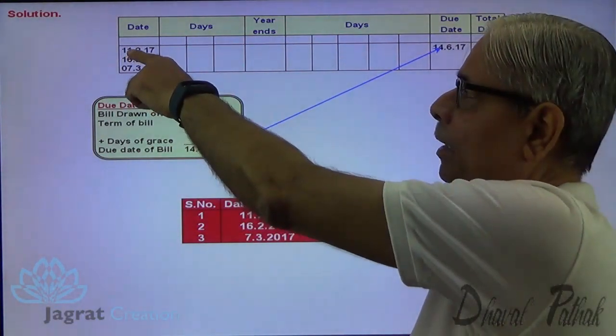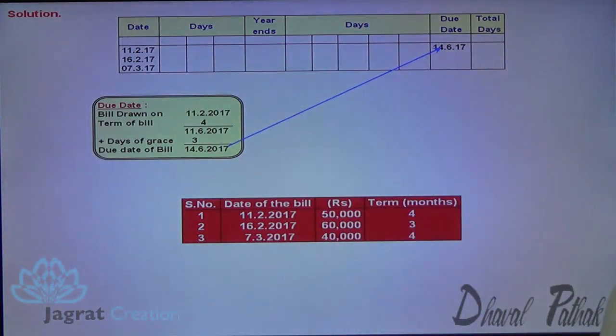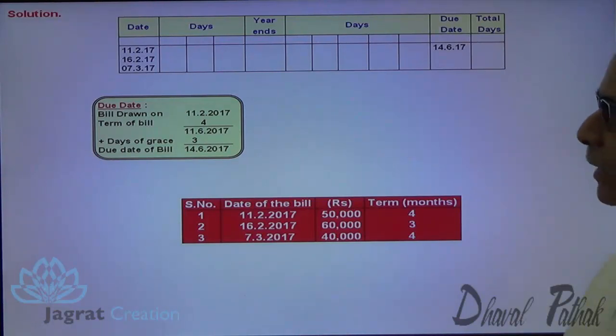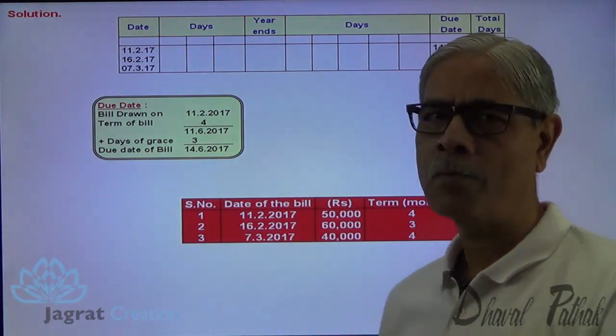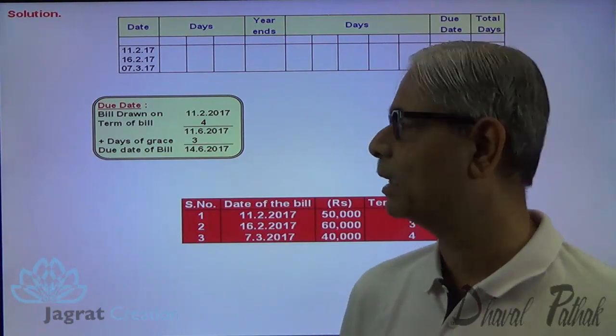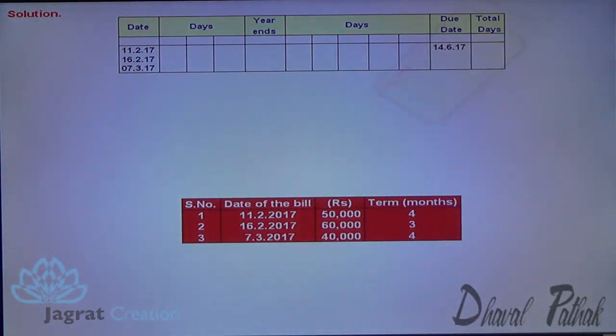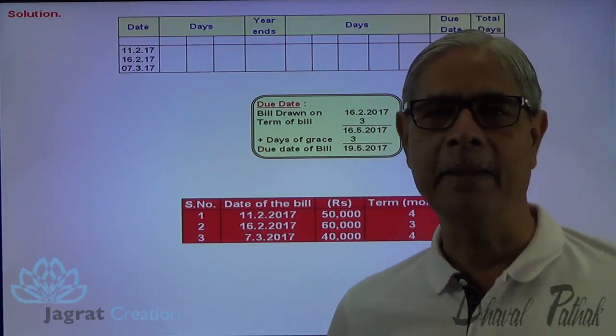Now the bill is drawn and discounted on this date, and this is the due date. This is the date on which the bill is drawn, and it is presumed to be the date of discounting of the bill. That's an important point to be understood. Similarly, I want to find out the due date for the second bill. 16th of February, 3 months is the period of our bill, plus 3 days of grace. So, 19th May is the due date.